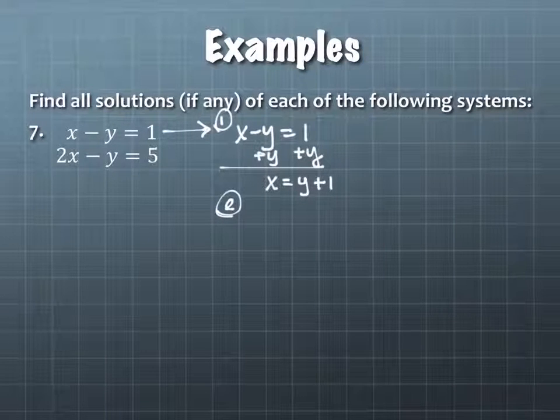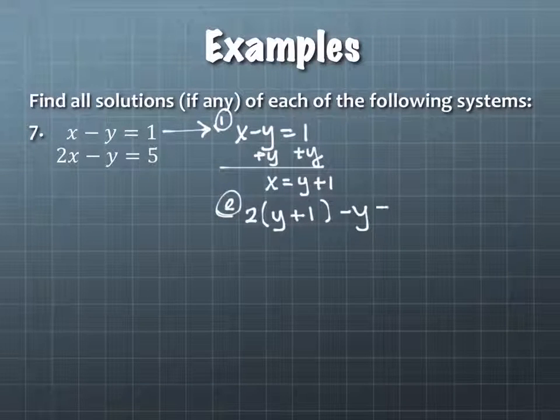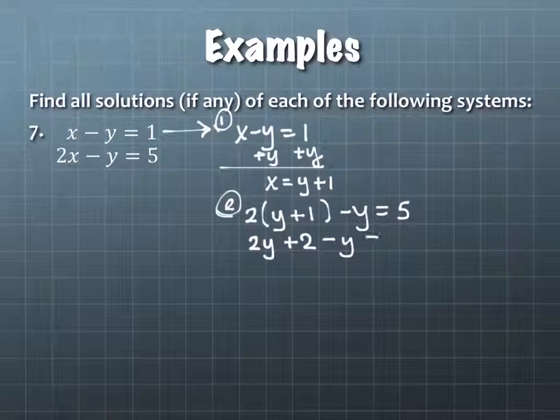Plug in. It's a substitution step, right? You take the second equation and you plug this in place of the variable you solved for, in this case x. So you have 2 times the quantity y plus 1, and then minus y equals 5. We'll distribute: 2y plus 2 minus y equals 5. Now what?